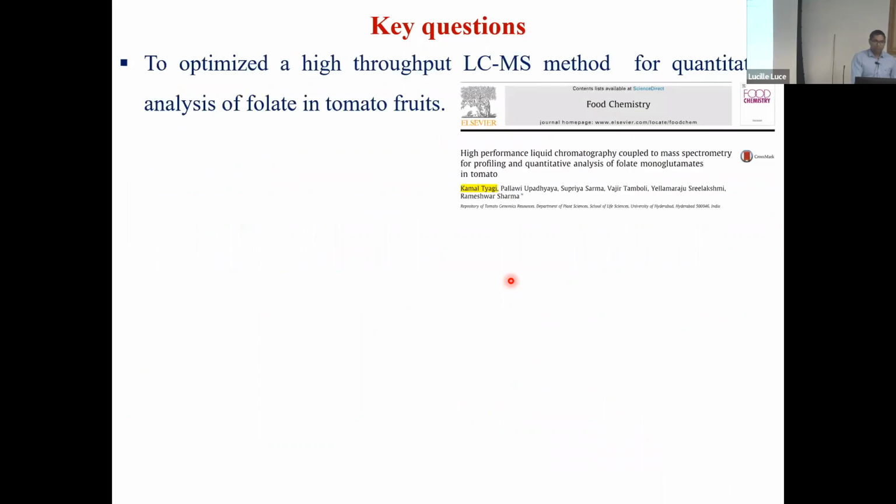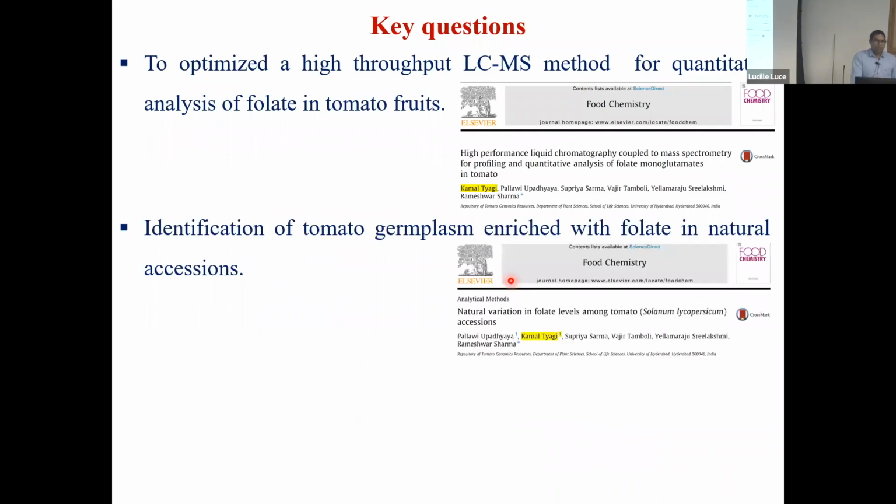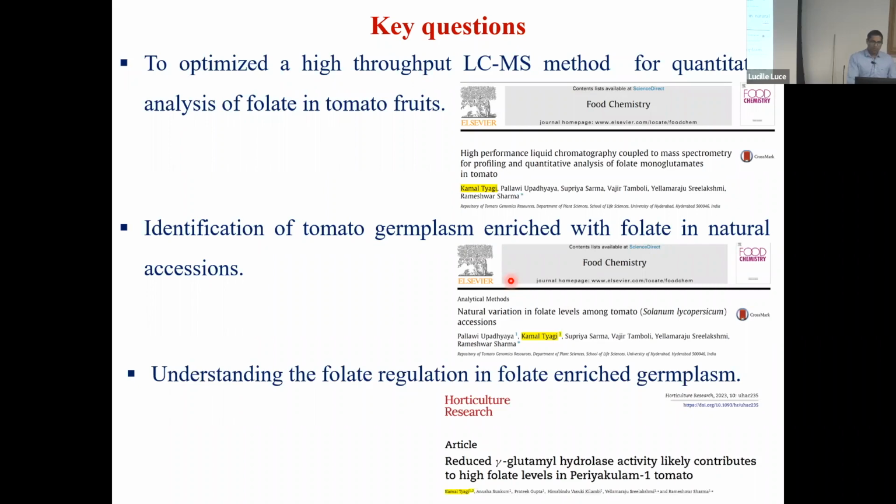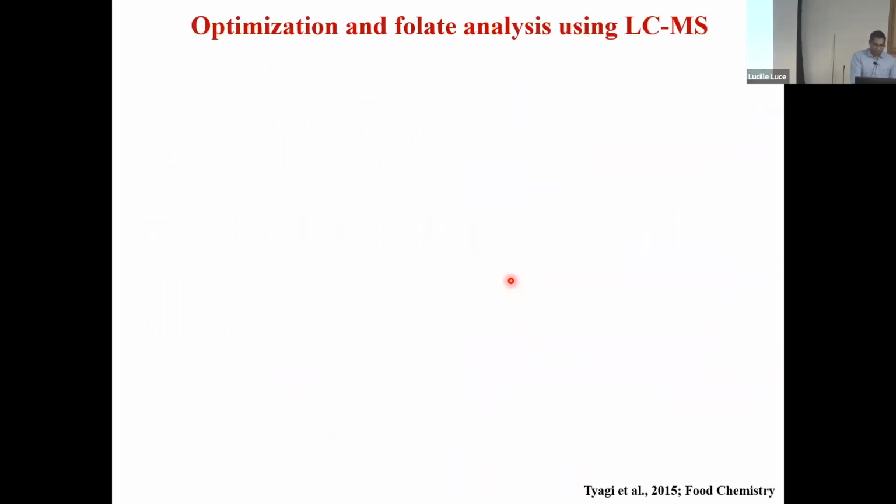One of them is to optimize a high-throughput method for folate analysis, especially in tomato. The second objective was to identify tomato germplasm which is rich in folate. We have a huge collection of tomato accessions. And the third objective was to understand the regulation of folate in this germplasm. So moving to my first objective.